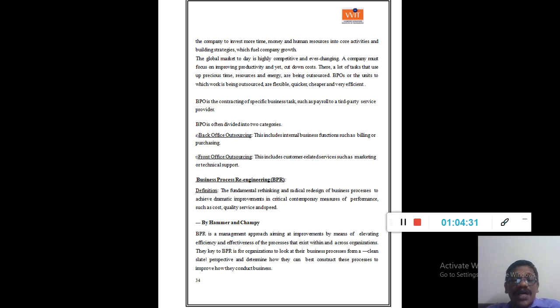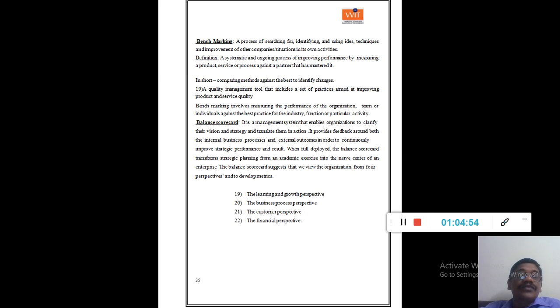The key to BPR is for organizations to look at their business processes from a clean slate perspective and determine how they can best construct the process to improve how they conduct business. And BPO means the contracting of specific business tasks such as payroll to a third-party service provider. Benchmarking and balanced scorecard are also there.